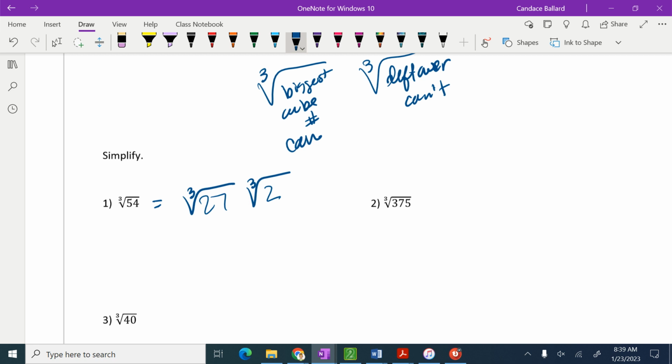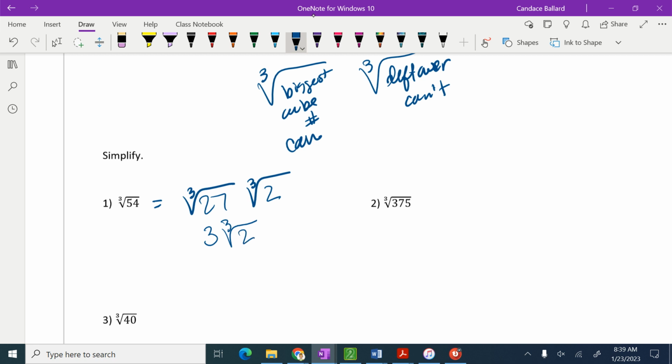27, 2 times. Now, I would probably be using my sine over there. Do you see how it says 27 and you go to the left on the sine and it says number? So what's the cubed root of 27? 3. That's how you use the sine to your advantage there. Cubed root of 27 is 3.